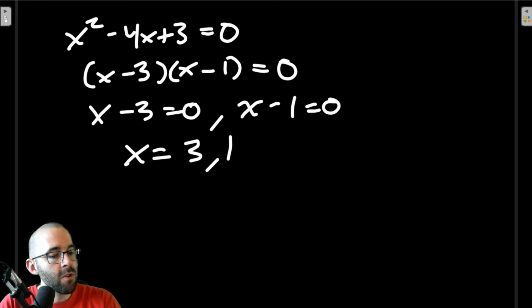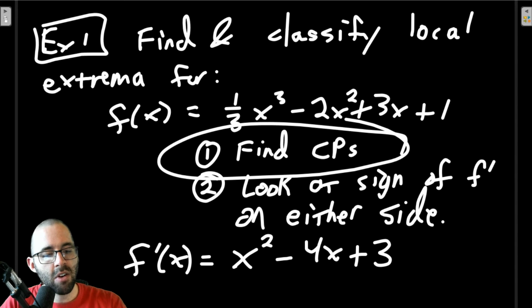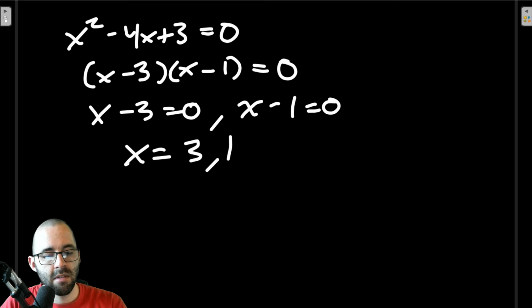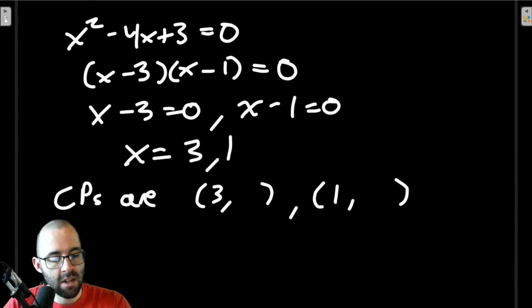Now, these are not our critical points, right? We wanted to find the critical points, and my claim is we have not found critical points yet. We found when they equal 0, but critical points, if the name will clue you in, are points. So we need x values and y values. So the critical points are going to be the x value 3 with some y value, and the x value of 1, again with some y value, and we need these y values.